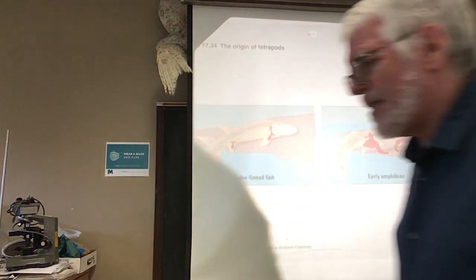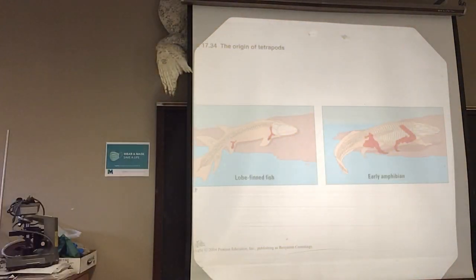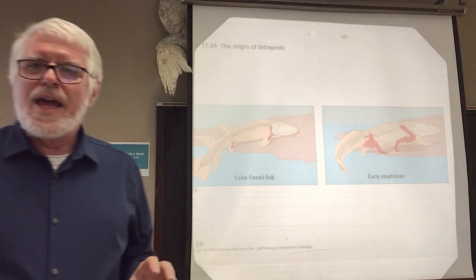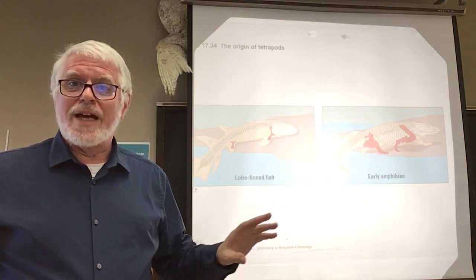So the coelacanth is a lobe-finned fish. And so they have these bases of their fins that have some bones in them. And this is a somewhat old overhead.